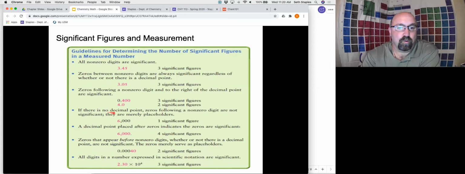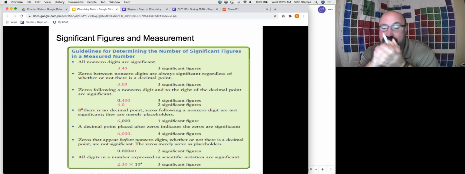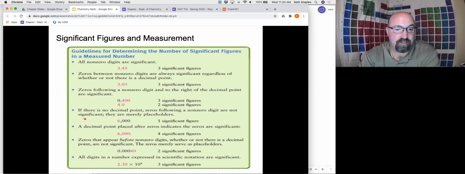And so our next rule starts to deal with those placeholders. If there's no decimal point, then zeros following a non-zero digit are not significant. They're merely placeholders. In this case, we have the 6,000. There's no decimal point here, so these zeros following the non-zero digit are just placeholders telling us where our measurement actually starts. And so there's only one significant figure in this measurement.